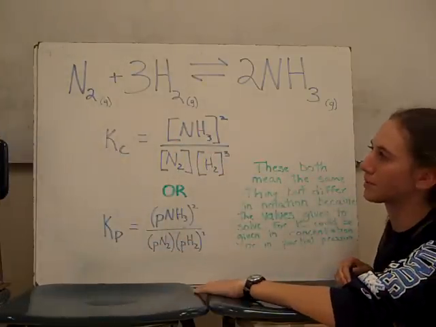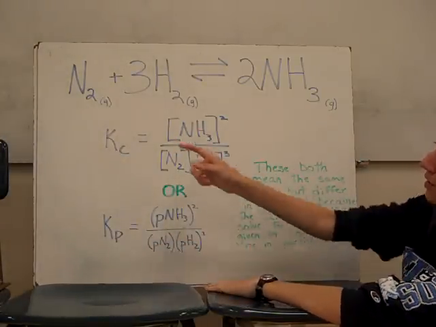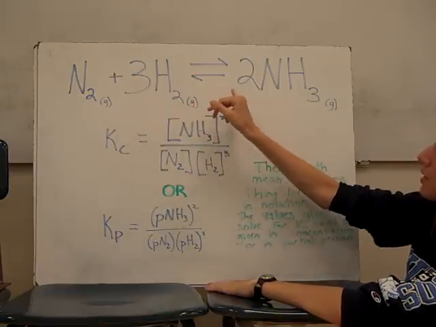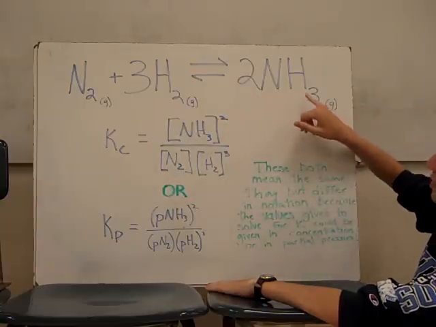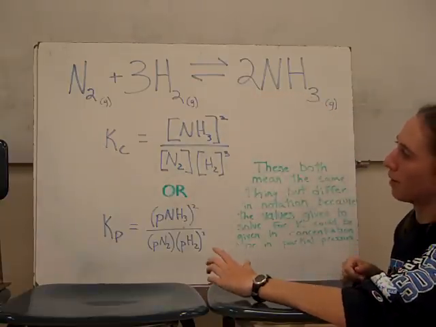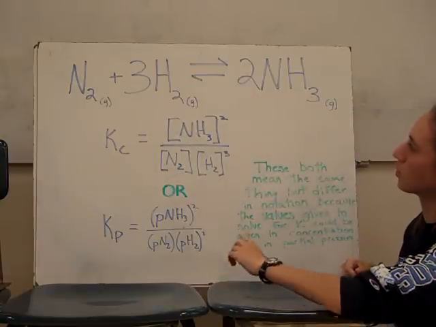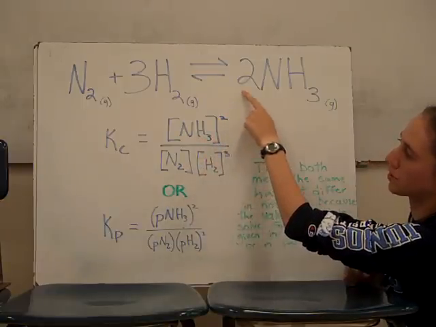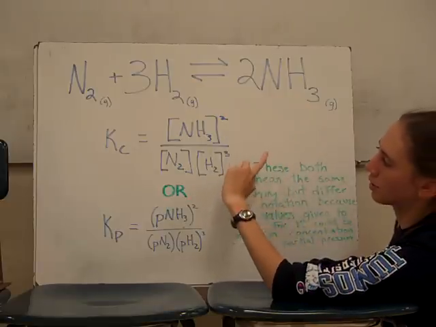Let's do some practice problems. In this equation, you have gaseous N2 plus 3 of gaseous H2 in equilibrium with 2 NH3 in gaseous form. So, you do products over reactants. So you have NH3 raised to the second power because its coefficient is 2. Then, you put it over the reactants.